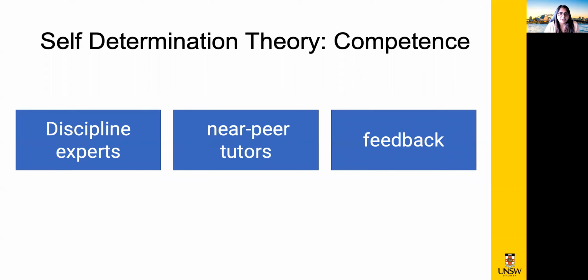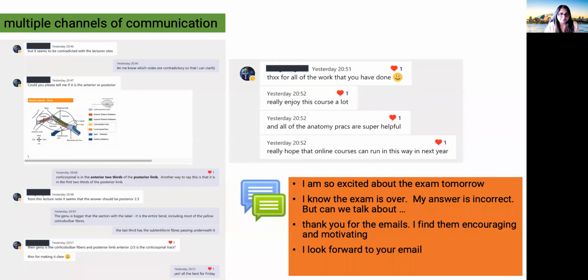One of the other aspects of self-determination theory that I was targeting was competencies. There were multiple ways for students to make sure that they were achieving the competencies required in the class. One of them was access to discipline experts who were their teachers, but who were also available through multiple forms of communication to address any issues students were having. We used near-peer tutors, and we used a number of ways in which we gave students feedback on how they were achieving in the course.